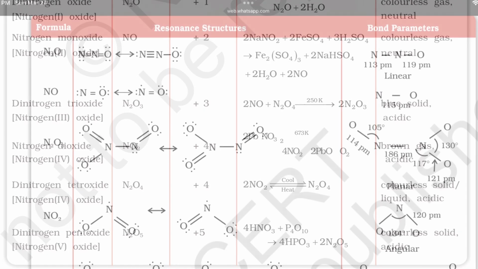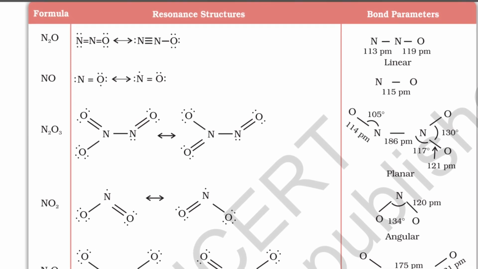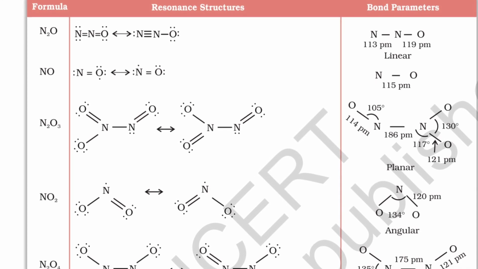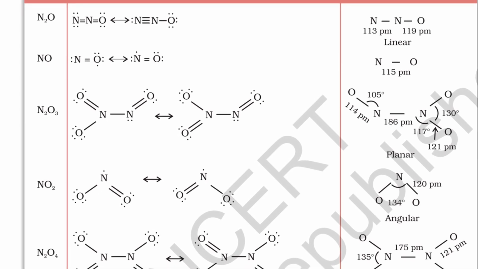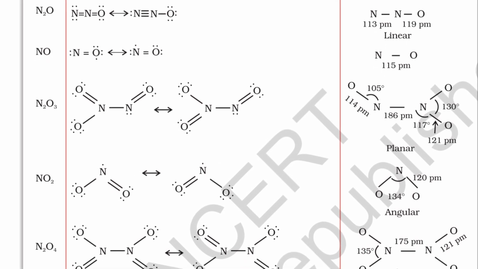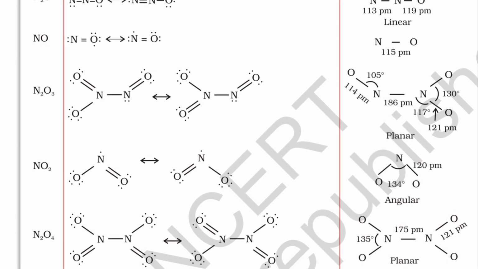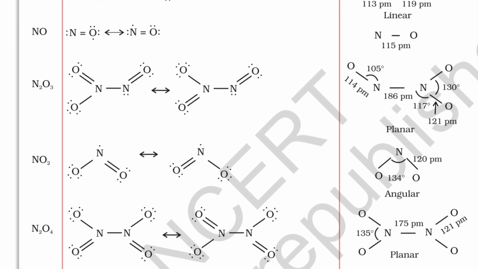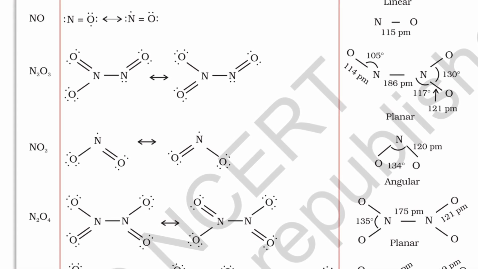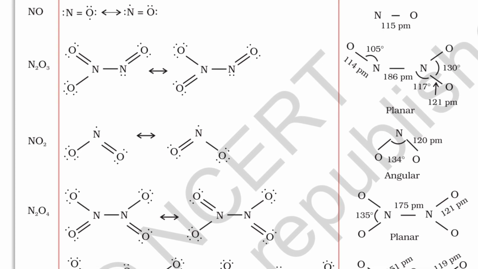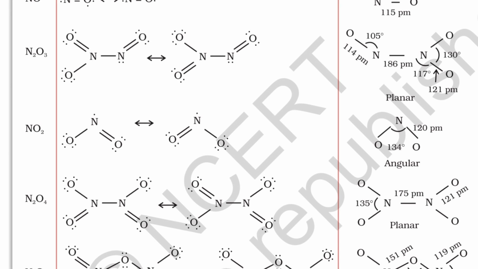Then coming to the structures of these, very interesting. N2O will be having N=N=O, or you can say N≡N–O. The bond lengths given here: nitrogen-nitrogen 113, nitrogen-oxygen 119. No need to remember this. N=O for NO. Actually, there will be a triple bond with a 3 electron bond, very special 3 electron bond, where the bond length is 115 picometers.